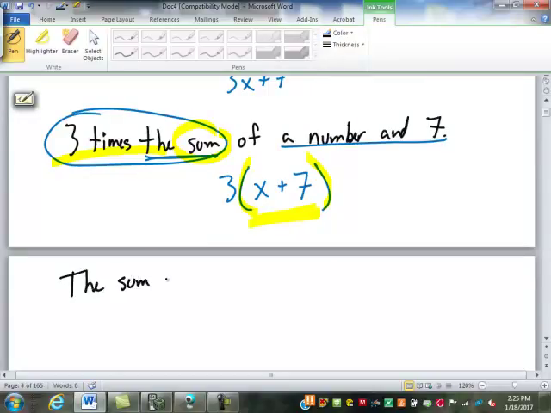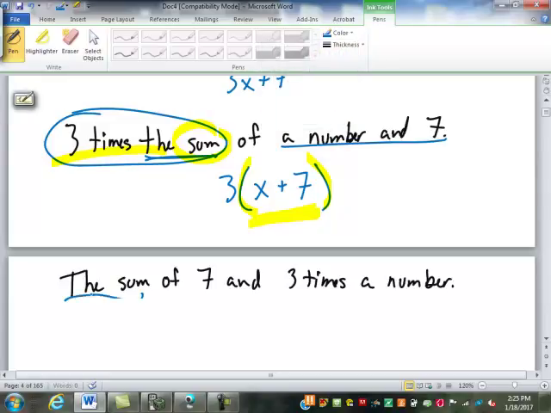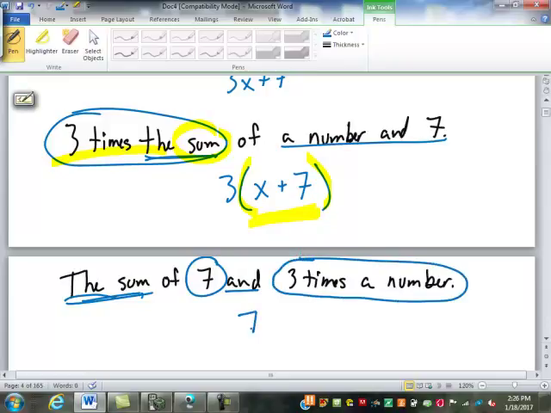The sum of 7 and 3 times a number. So this one, it says sum again, but does that mean we have to have parentheses? Well, it's the sum of 7 and what? Three times a number. So either 7 plus 3x or 3x plus 7, either way.